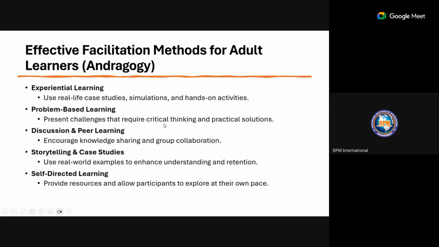Okay, so let's quickly round off our discussion. Effective facilitation methods for adult learners, using the andragogy. We've talked about experiential learning, use of real-life case studies, simulations, and hands-on activities. Now, we have problem-based learning, presenting challenges that require critical thinking and practical solutions. Discussion and peer learning, I've talked about that. Encourage knowledge sharing and group collaborations.